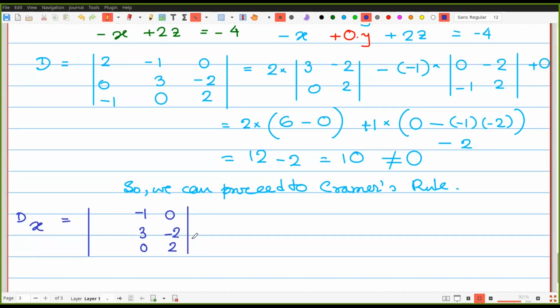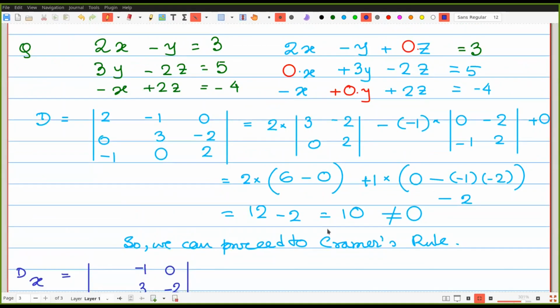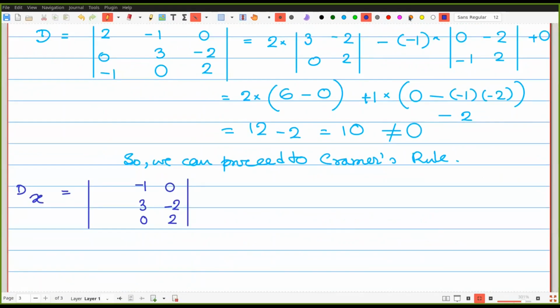So what should be the first column? That is 3, 5, minus 4. Write it down: 3, 5, minus 4. Find the value of dx. That is 3 into (3 times 2 minus 0), minus of minus 1 into (5 times 2 minus (minus 4) times 2), and finally the last one must be 0.